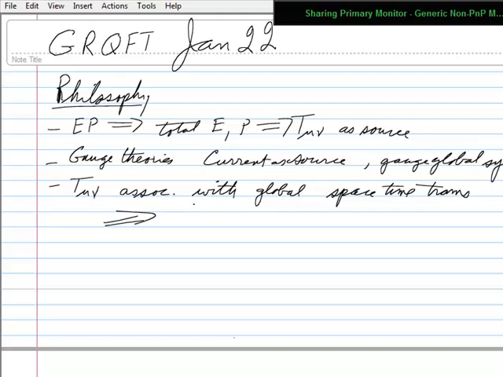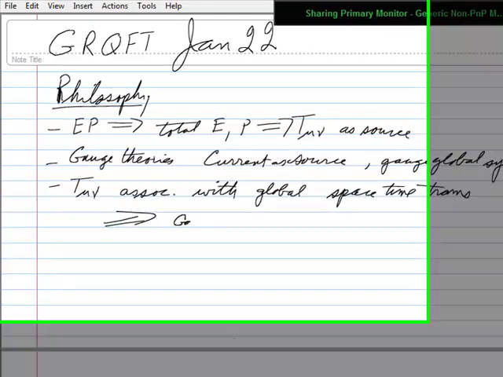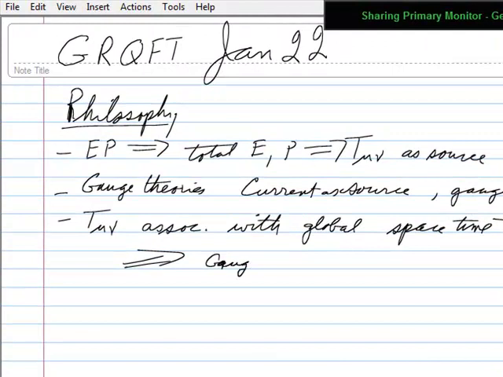and so our goal is to gauge space-time transformations. So that's what we're going to do today. That's our task today, and we'll get a field theory out of that. And let me just remind you some notation.